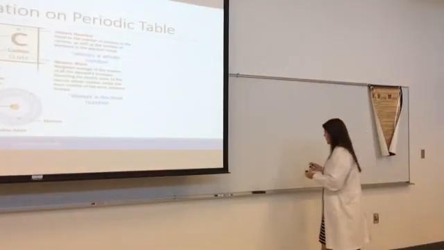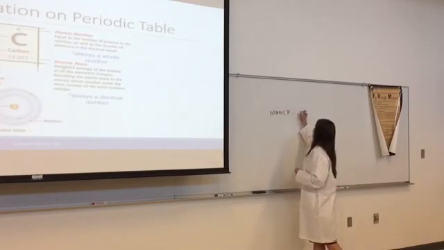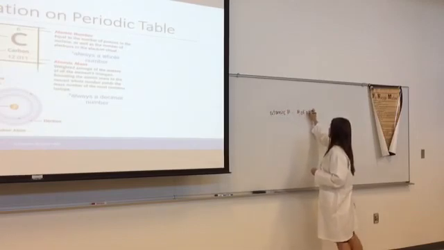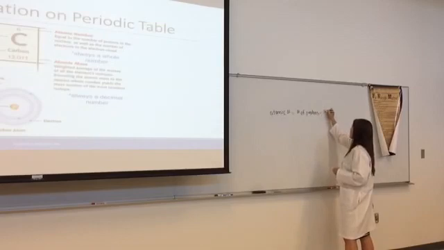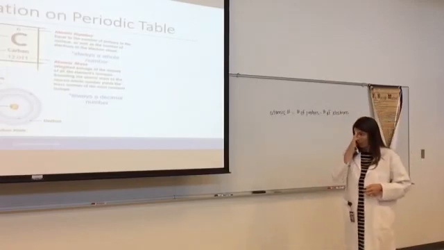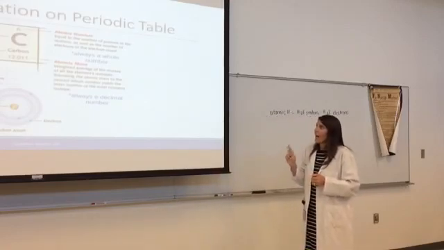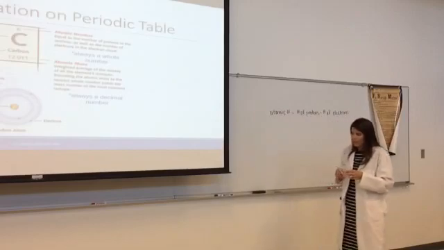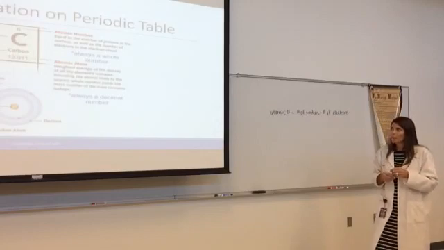So the atomic number is equal to the number of protons, and that number is equal to the number of electrons in a balanced atom. So in carbon, how many electrons do I have? 6. How many protons do I have? 6. Okay? And I can see that from there.